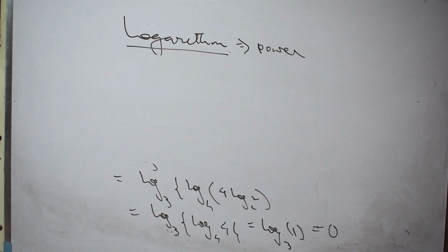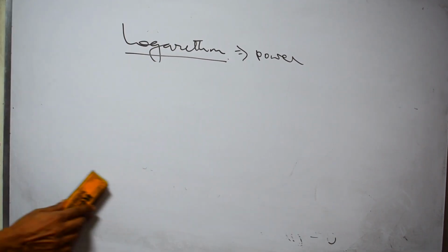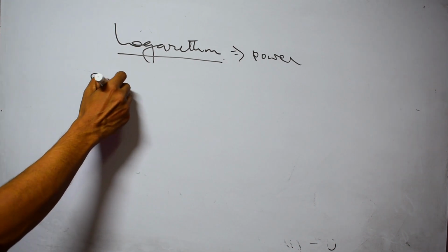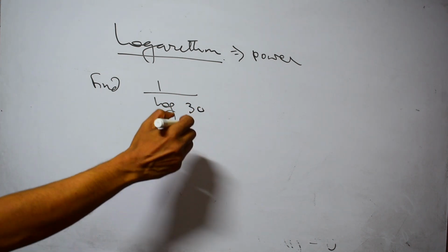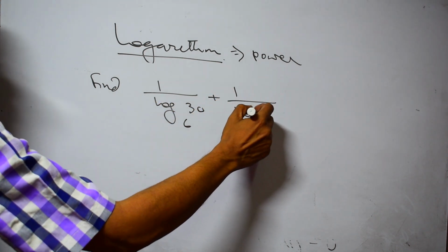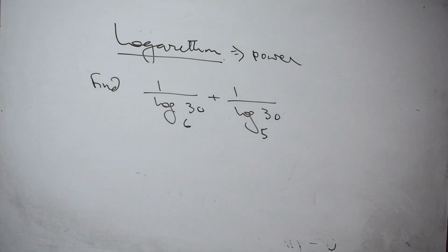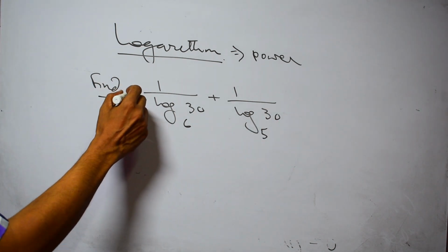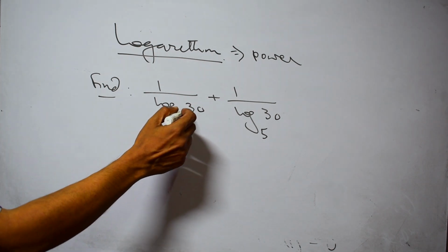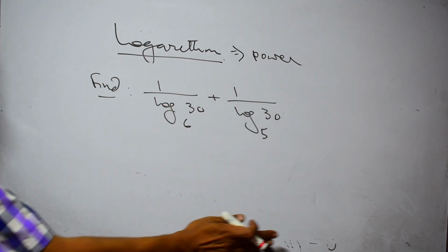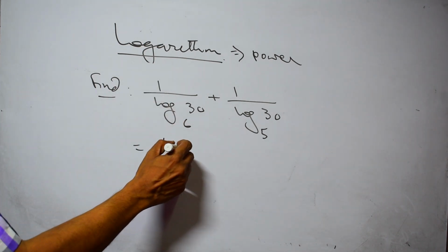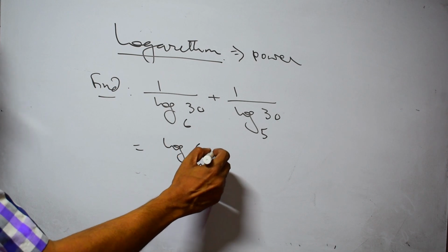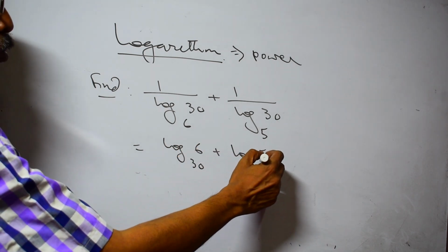Now one change of base problem, like evaluate. Find 1 by log 30 to the base 6 plus 1 by log 30 to the base 5. In these two values, the log base is not the same and the number is the same, so we have seen the reciprocal property of log. If I change the base, it will be log 6 to the base 30, and this will be log 5 to the base 30.